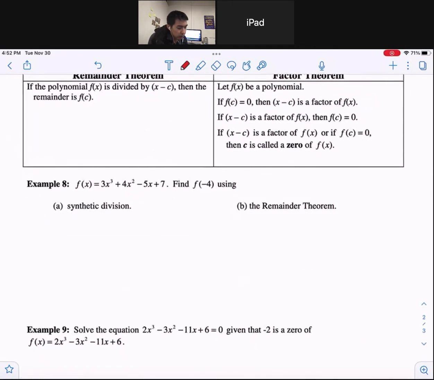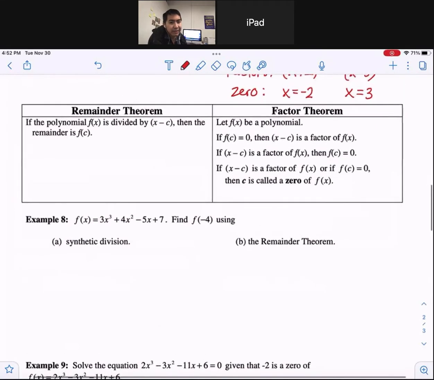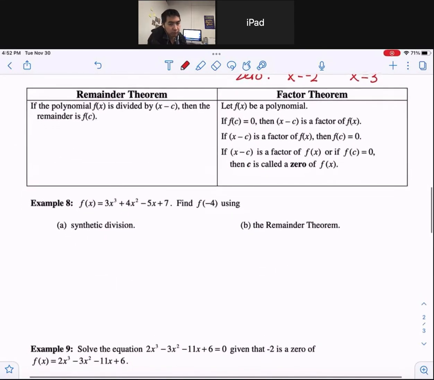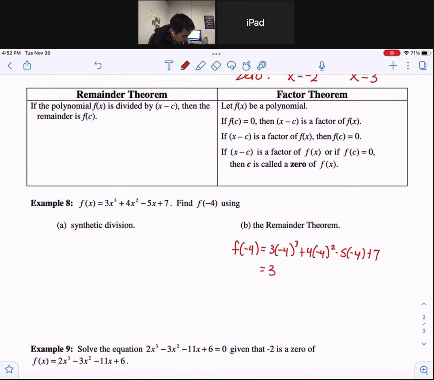So, for example, 8. Now, this one wants you to compare synthetic division and your remainder theorem. So, from remainder theorem, you know you just gotta plug in that number into all of these, right? You just plug in -4 everywhere you see an x value. Now once you do this, 3 times -64 plus 64 plus 20 plus 7. -64 times 3 is -192 plus 64 plus 20 plus 7, which is -101. So that was doing that through remainder theorem.